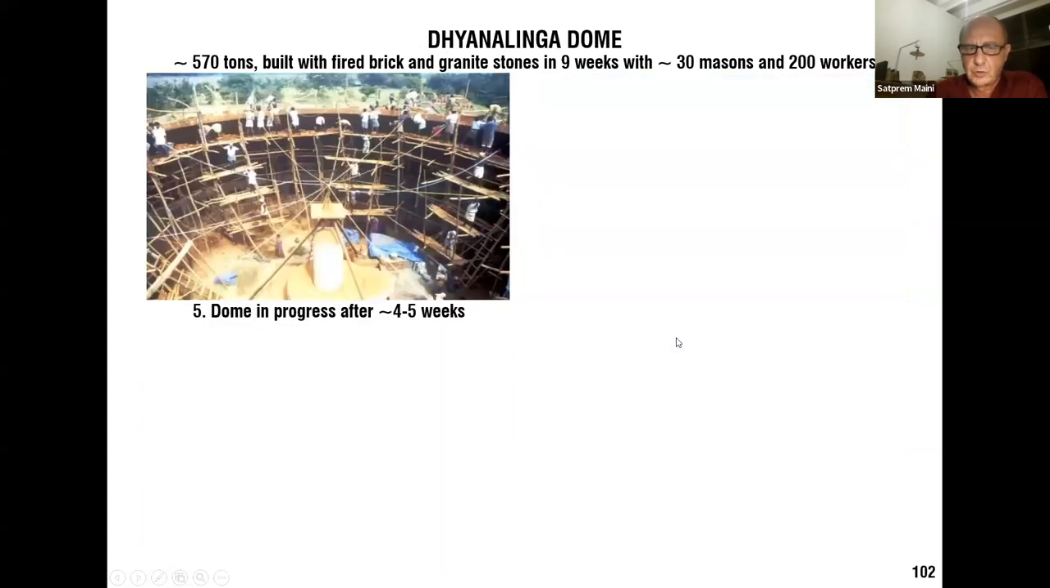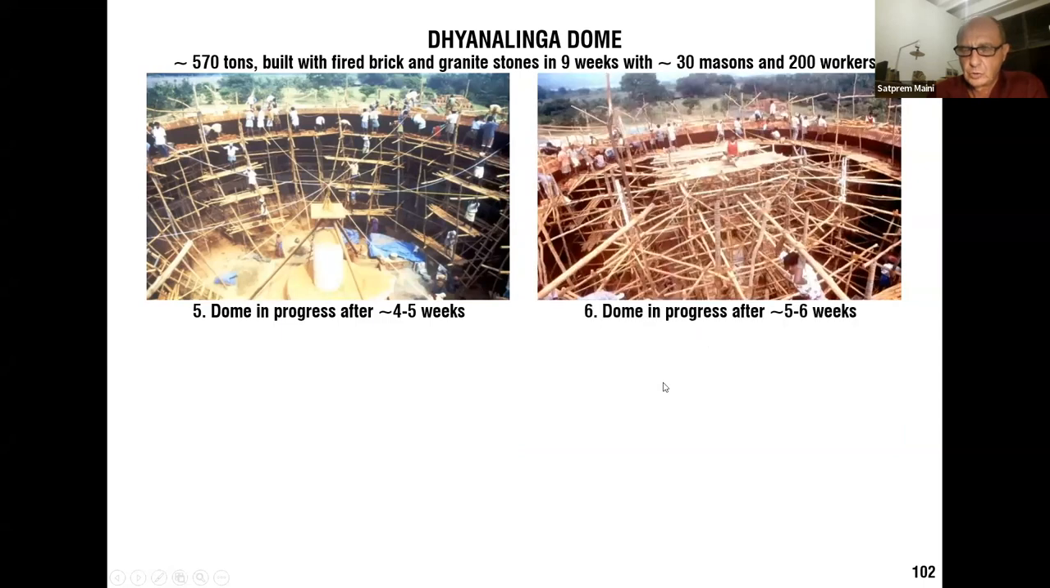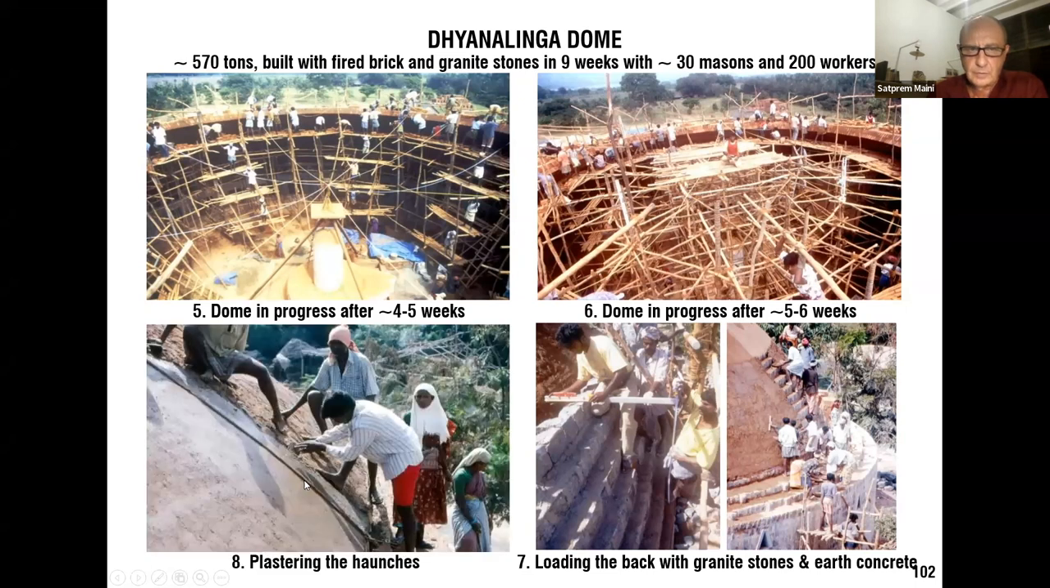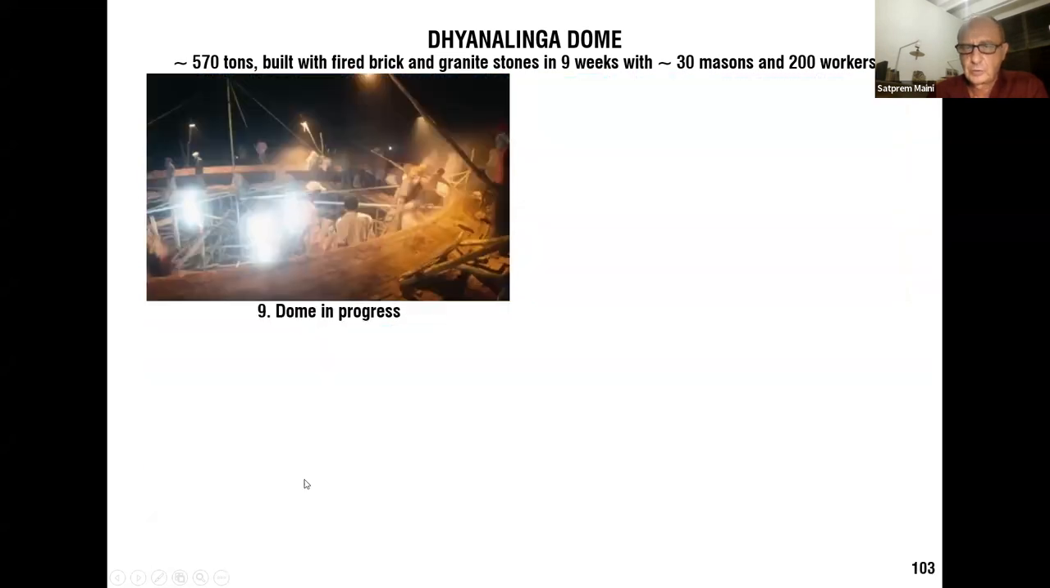This was after 4 or 5 weeks. After 6 weeks, then we load the bag here with granite stones for stability reasons, because we needed something heavier. So this one was built with fabrics. Unfortunately, we could not do it with CSEB. We had no time to produce the blocks. So now we plaster the side of the haunch. We worked at night because we were in a hurry to build the dome. That's why we built it in 9 weeks, because the guru wanted to have something very fast.